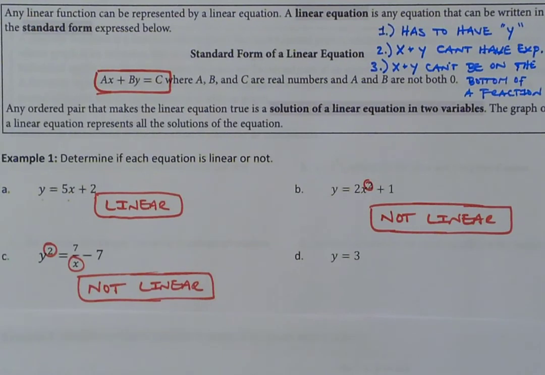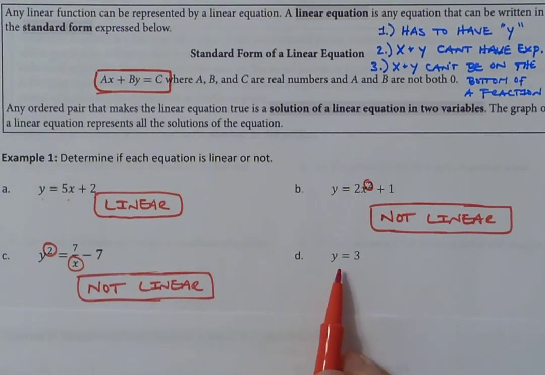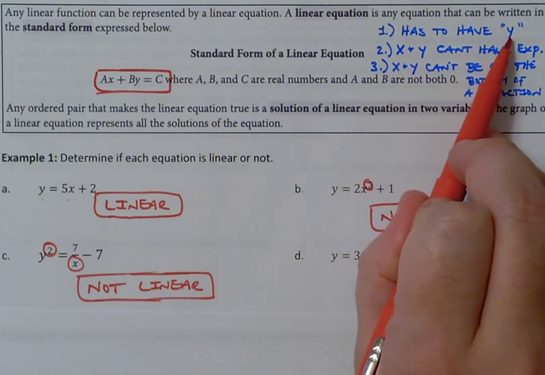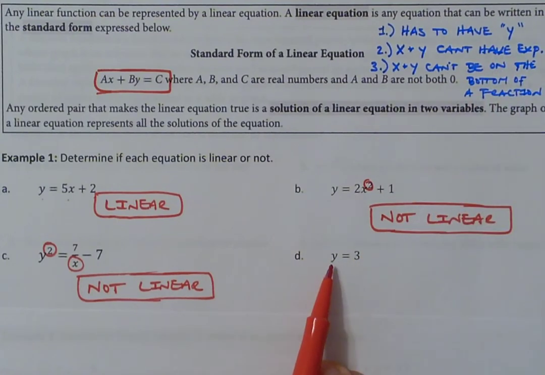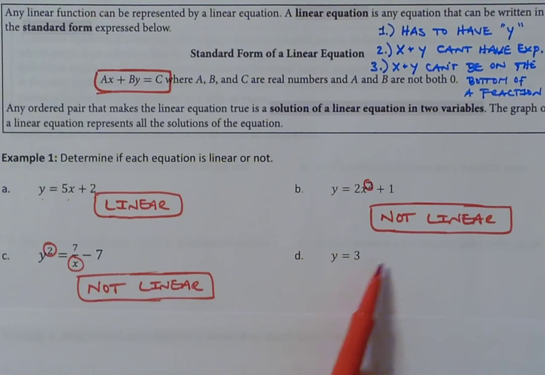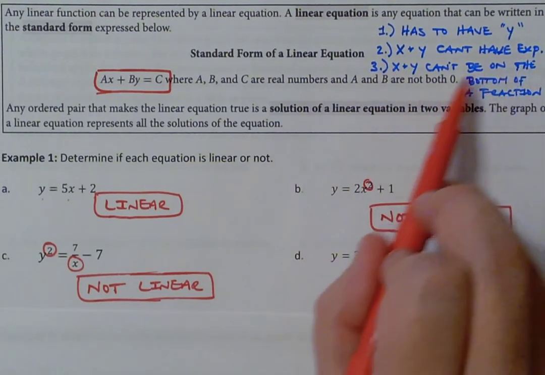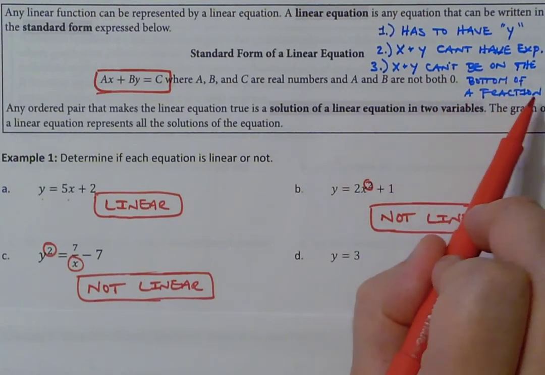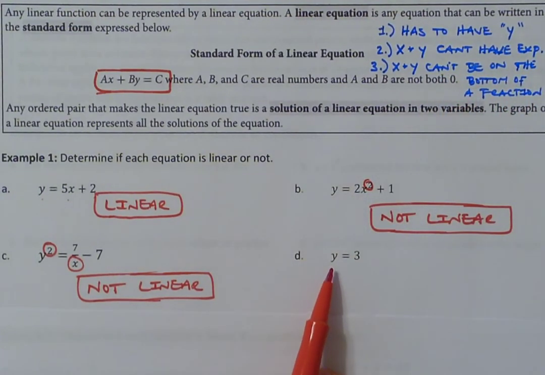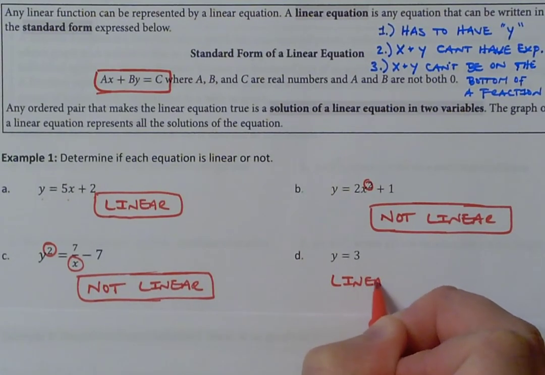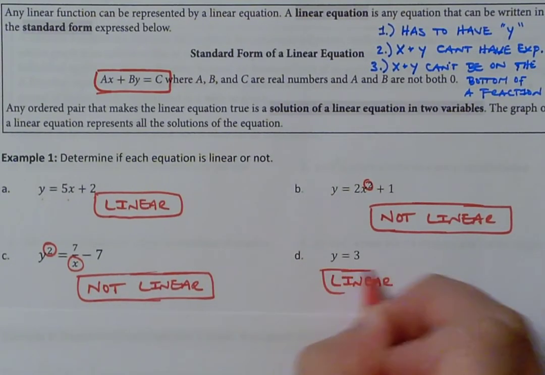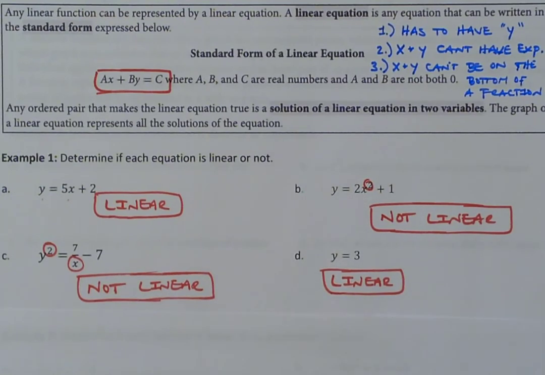Now, if we look at D, for D we have y equals 3. Is y in the problem? Yes. Do x and y have an exponent? Y does not have an exponent. Now there is no x, but it doesn't have to require x. So it passes the second part. X and y cannot be on the bottom part of a fraction. Is y on the bottom part of a fraction? It's not. Therefore, this is a linear function. So anytime that you have y equals a number, that does result in it being linear.